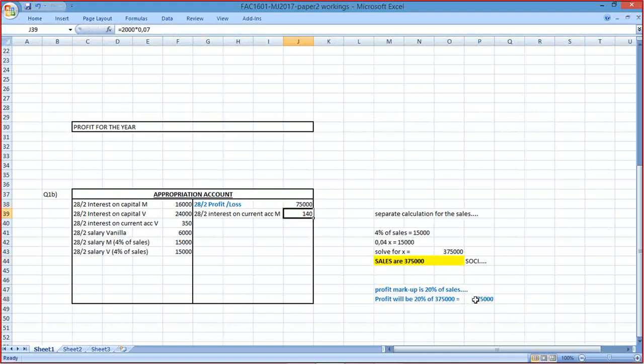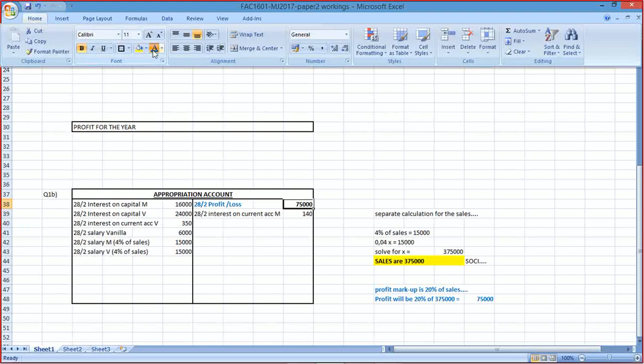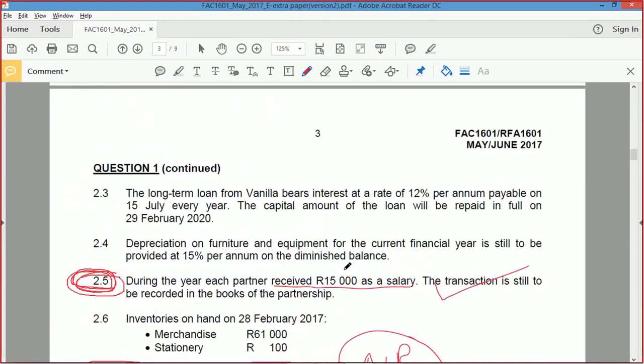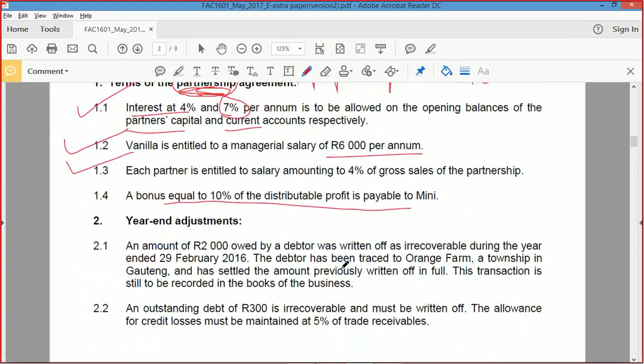I'm going to put 75,000 there. Okay, 75,000 is the amount of profit that is distributable to the partners as part of the appropriation account. Makes sense? Yes. Okay, good. Let's go back and carry on where we left off.